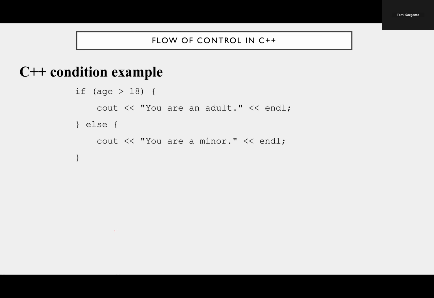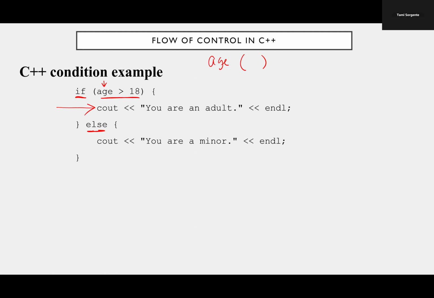All right, flow of control in C++. So, an example of a condition. This is a condition, it's a block of code. You use the word if. So we're saying if age is greater than 18, this is a Boolean expression. You have a variable called age and it has a value. So if age is 20, then this is going to evaluate to true and it's going to go inside of this curly brace and print that onto the screen.